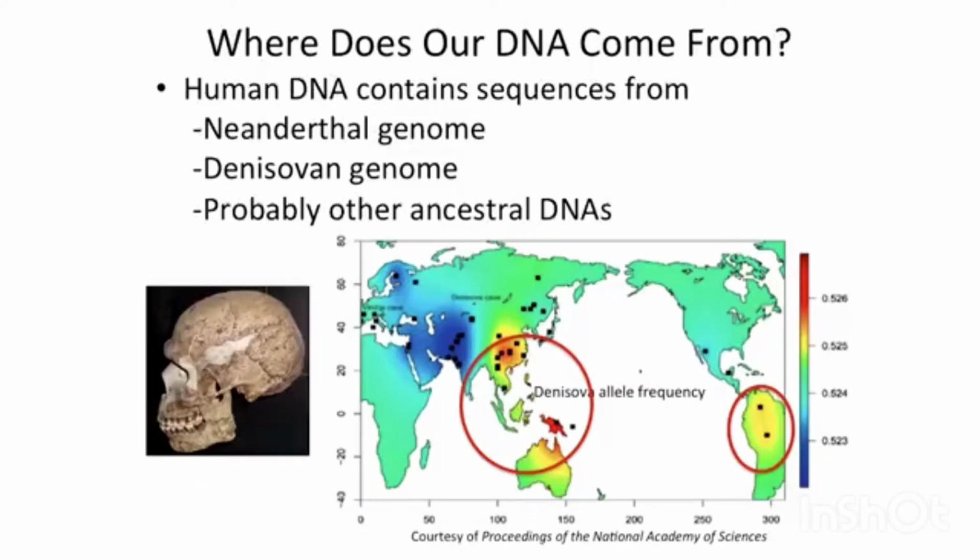But they are also found in Europe and in North America and across the Asian continent as well. Interestingly, they're not frequently found in Africa, which may say something about when these sequences developed. So we have Neanderthal, we have Denisovan DNA, and there are probably other ancestral DNAs as well.